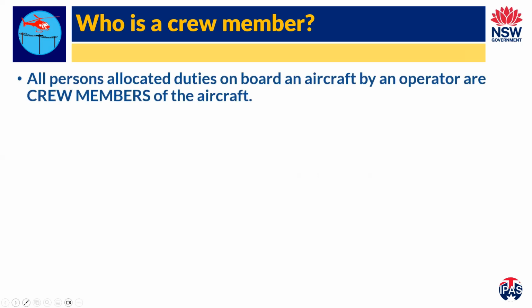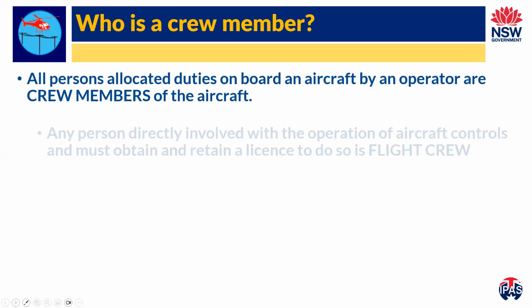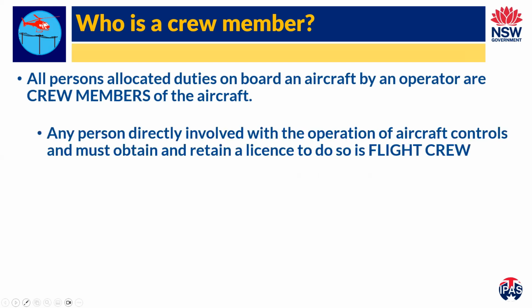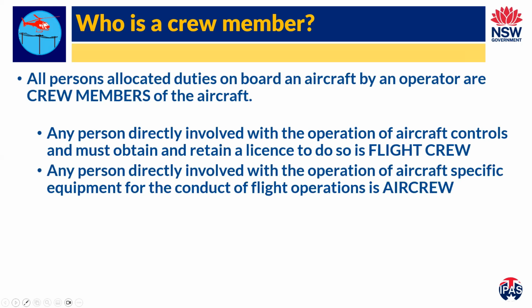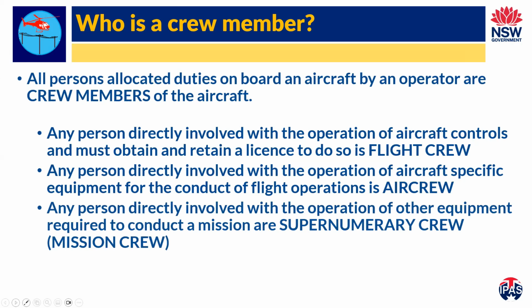So if you're allocated a duty on board the aircraft, you are technically a member of the crew, airwork passenger. Any person directly involved with operating the aircraft is flight crew. Any person directly involved with operating aircraft-specific equipment, such as winches, hoists, searchlights, electro-optical equipment, anything like that, is aircrew. And anyone who is performing a role on board the aircraft for the mission is supernumerary crew, or what I say is mission crew. All right.